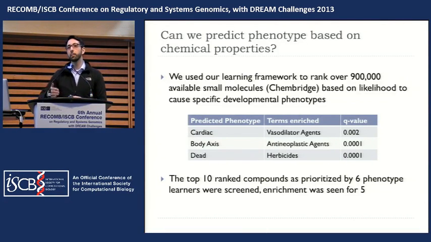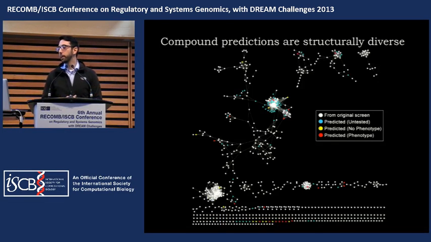I rescreened the top 10 compounds for each of these 6 phenotypes, and for 5 out of the 6, I saw a significant enrichment in phenotypes that I expected over the bioactive set. The one that I missed was cranial edema, and I already talked about why that might be.